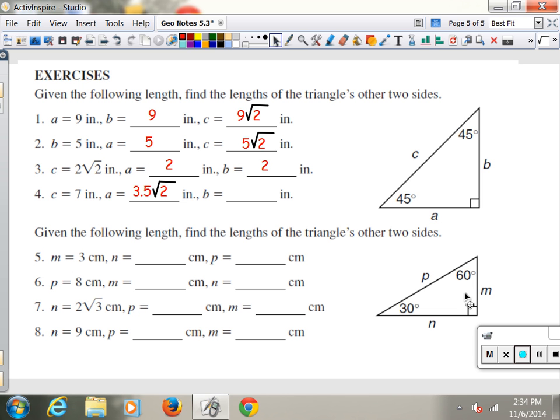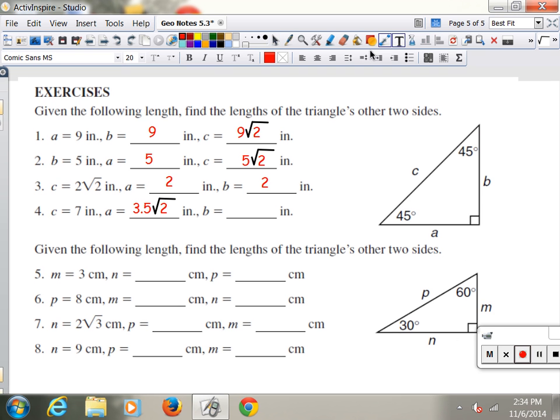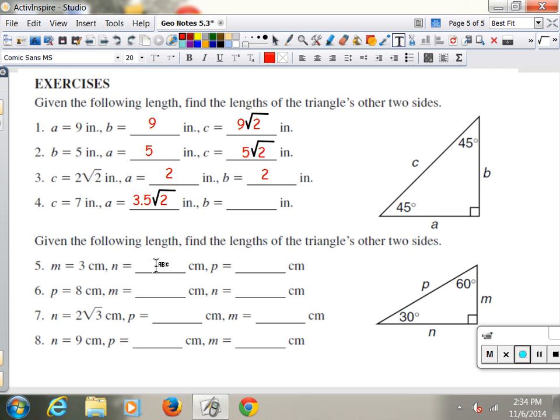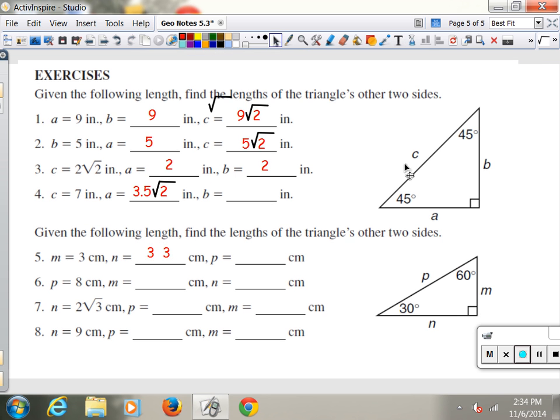Okay, now let's look at the bottom triangle. They're all 30, 60, 90 triangles. This one is. So if M is 3, M is my short leg. If I've got the short leg, then what's my long leg? If this is 3, then I want the long leg. It's not 6. That's the hypotenuse. It's not 9. It's 3 radical 3. You take your short leg, you times it by radical 3, you get your long leg. So that's 3 radical 3.